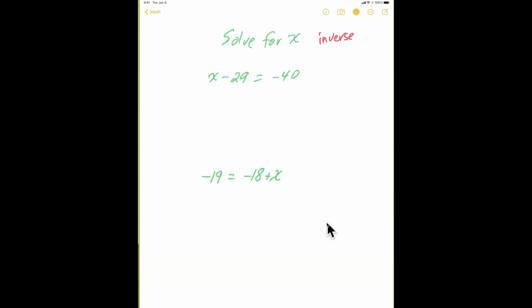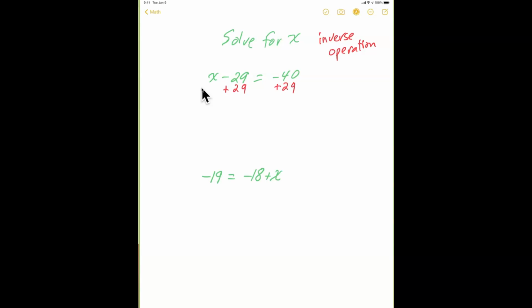So same as before, we are going to look at what's happening to x and use the inverse operation. And if you don't know about inverse operations, that's a keyword you can use at Khan Academy to learn more about it. So we have x, and what's happening to x? 29 is being subtracted from x. So to get rid of this 29 and just have x on this side, we're always trying to isolate x, we're going to add 29 to both sides.